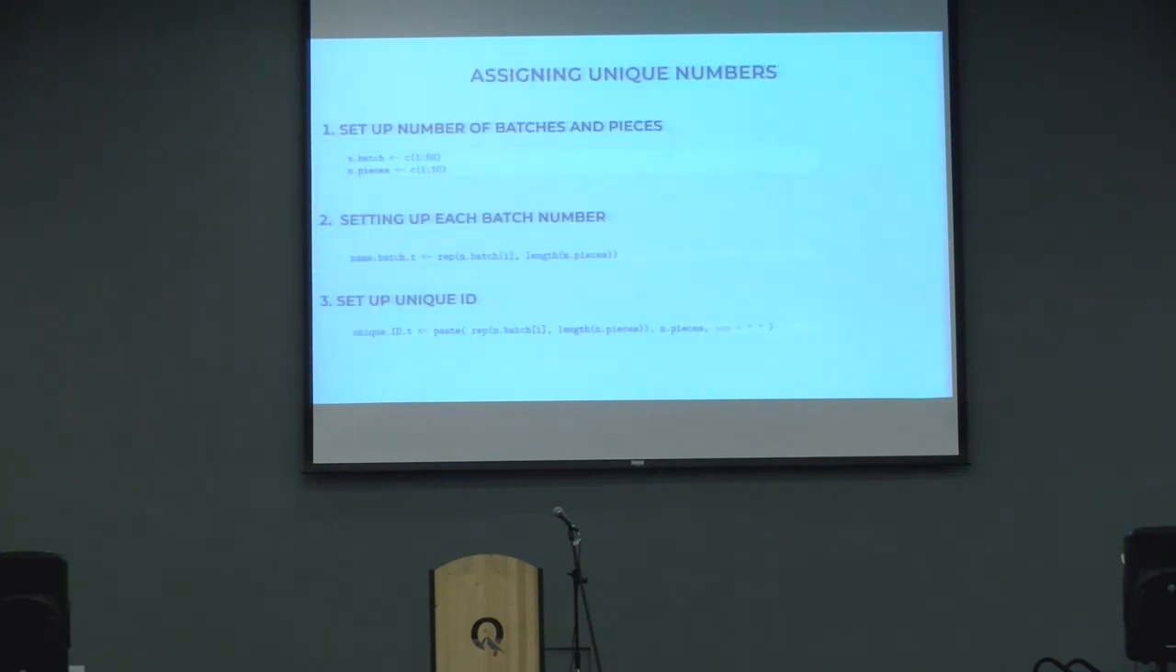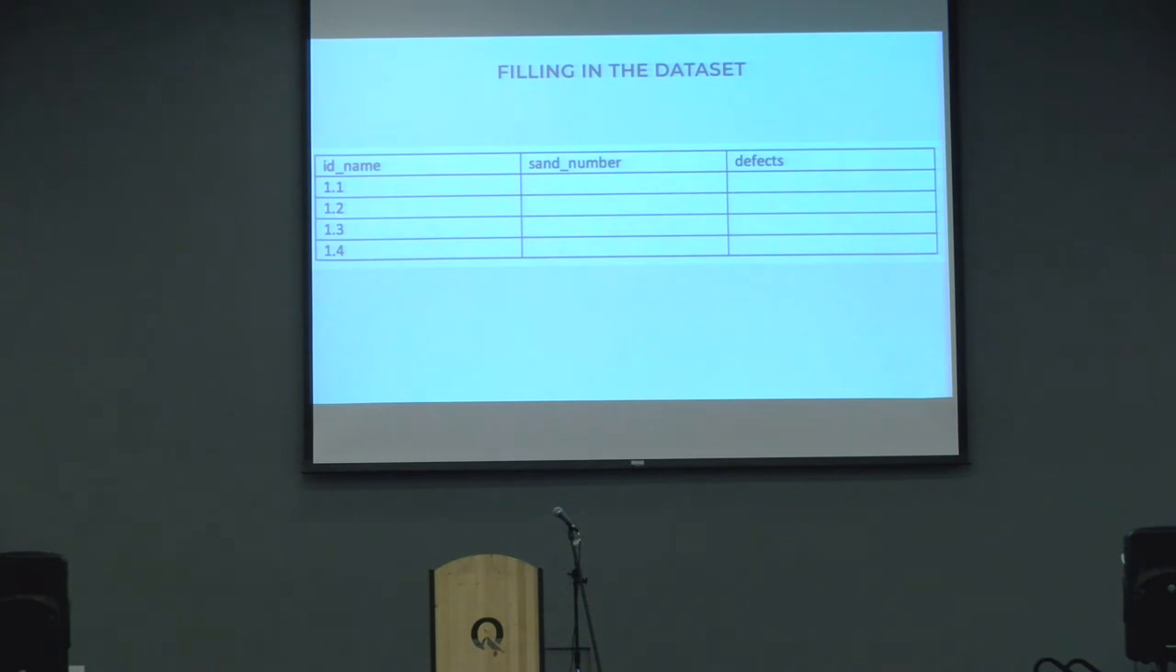This slide shows some code, but I will not go too deep into that. As the production is done in batches, we can base our unique ID off that. There are 50 batches, and each batch has 10 pieces. In the second step, we just repeat the batch number for each piece. So if it's 10 pieces, we repeat that 10 times. And finally, we write the number of a batch, a dot, and follow it by a number of a piece. So this is what we get in the end.